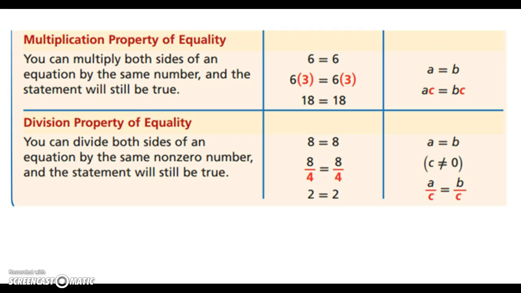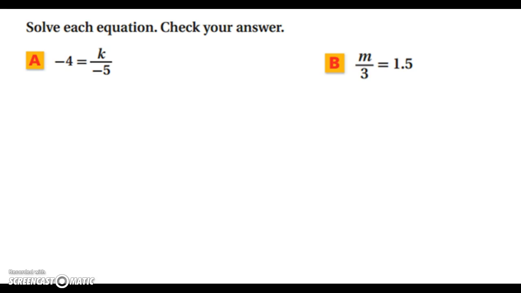both sides, you still get equality. They show you that with 6 equals 6, taking 6 times 3 on both sides, you still get 18, 2 equal sides. Same thing with division. If you start with 8 equals 8 and divide both sides by 4, you still have an equal statement, 2 equals 2. So let's see how we can use this information to help us solve some one-step equations with addition, or multiplication and division.